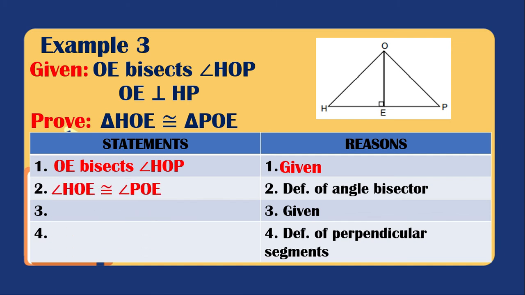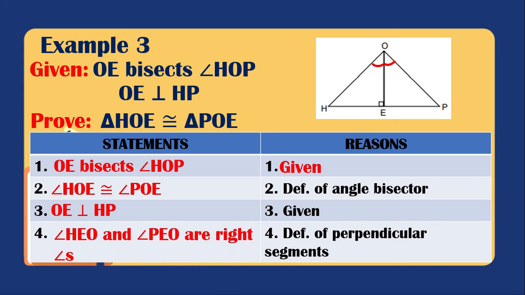For the third reason, we have the word given. So what is our second given here? It is OE perpendicular to HP. What do we mean by perpendicular segments, which is in the fourth reason? When we say perpendicular, the segments intersect at right angle. So what are the two right angles created here? We have angle HEO and angle PEO. So these are the two right angles.